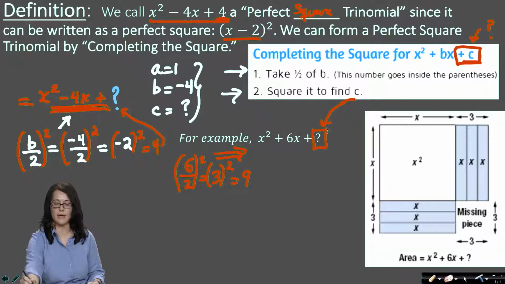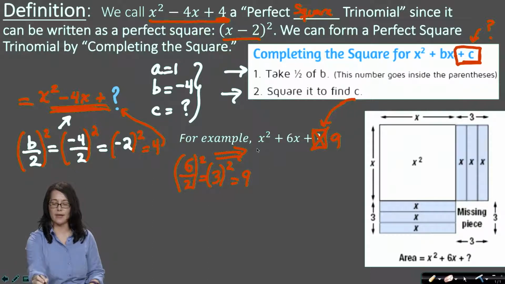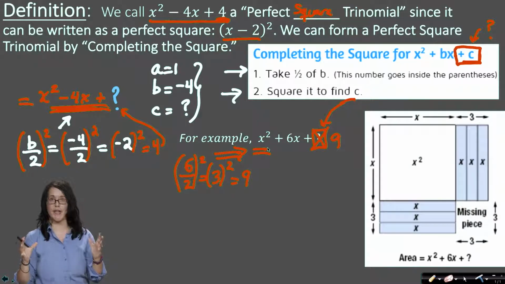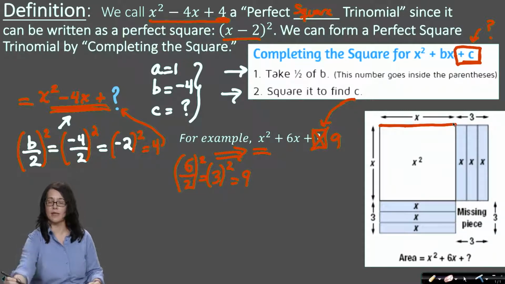Okay, so it should be 9. But why? Let's think about what this means. If we actually had a representation of x squared, could we think of that as a square where on one side you have length x? There's this one side which is length x, and on the other side, again, is length x.